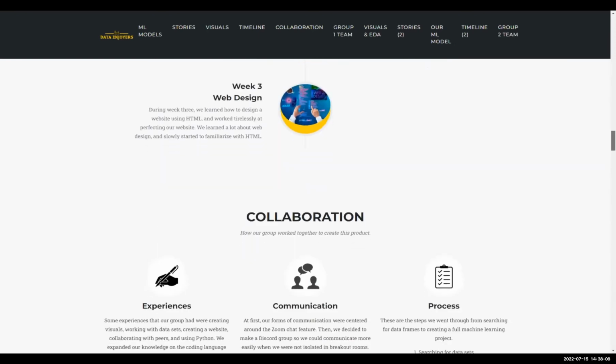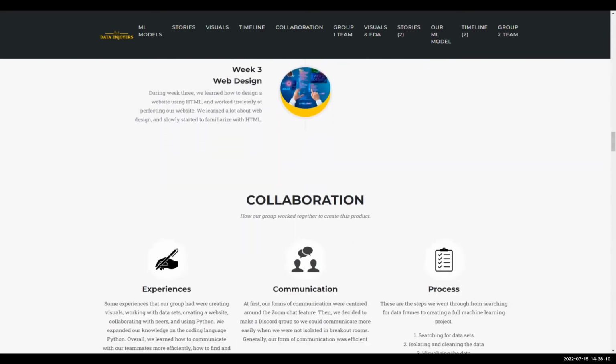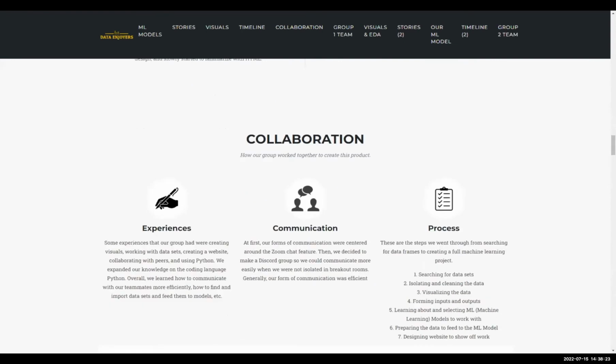During week three, we learned how to design a website using HTML and worked tirelessly at perfecting our website. We learned a lot about web design and slowly started to familiarize ourselves with HTML. Some experiences that our group had were creating visuals, working with datasets, creating a website, collaborating with peers, and using Python. We expanded our knowledge of the coding language.